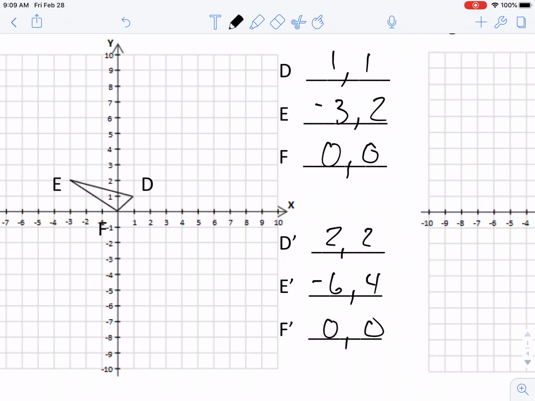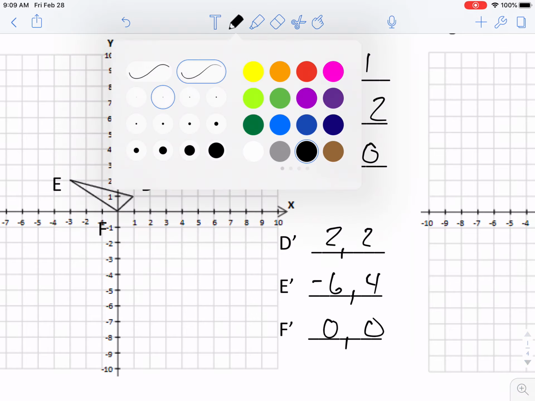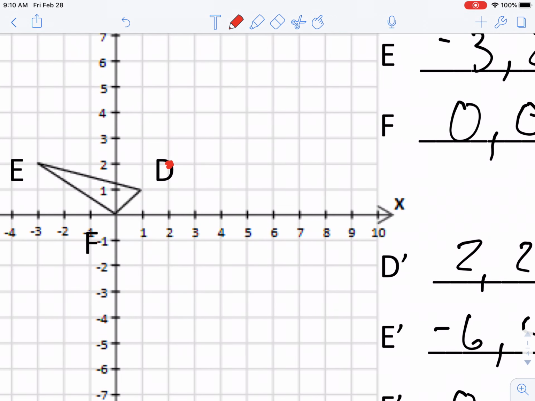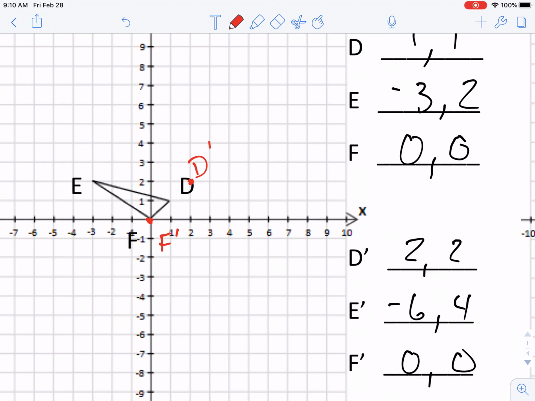And so my new point for D is going to be at 2, 2. So I'm going to go through and put that down at 2, 2. So right here is the new D. And then for F, F actually stayed in the exact same location at 0, 0. So F, but make sure you put the prime sign. But E did move its location to -6, 4. And so it is right there, and that's E prime. And then connect them.